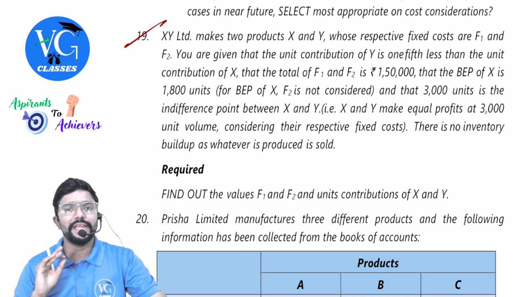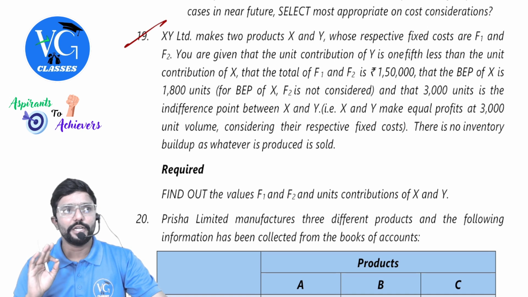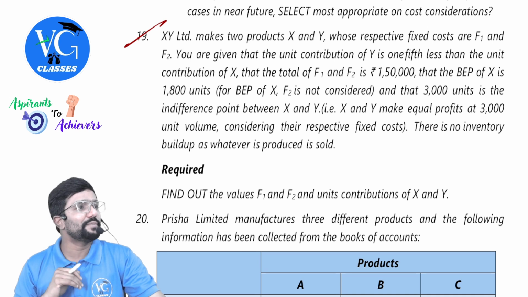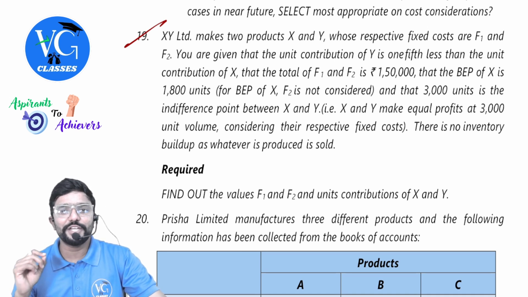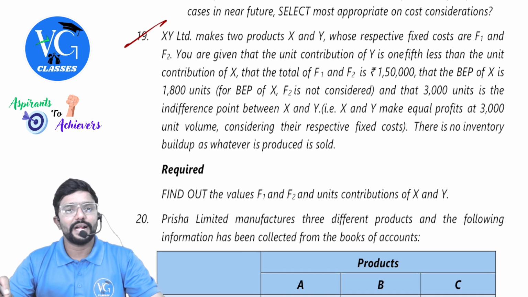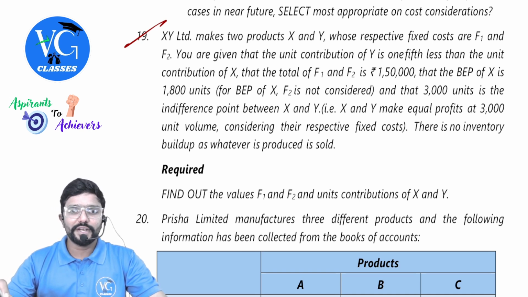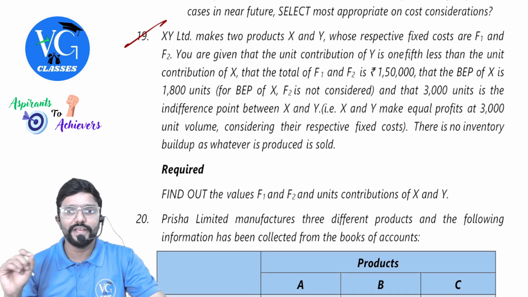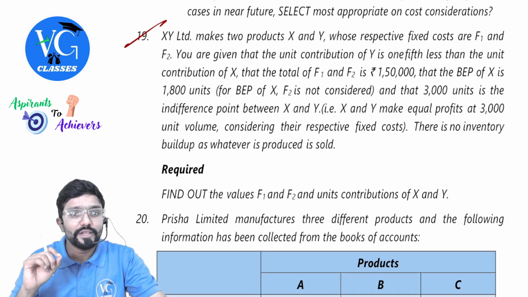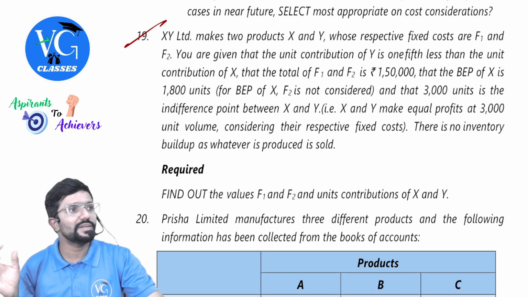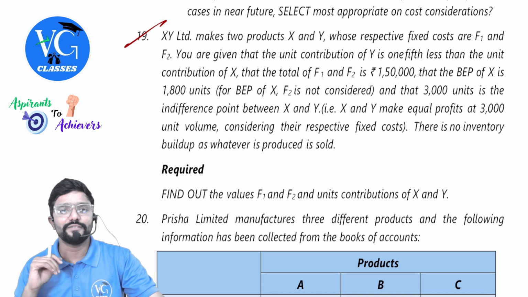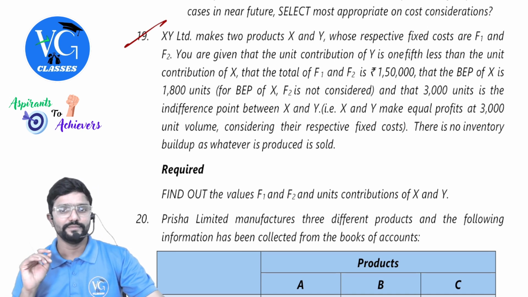XY Limited makes two products, X and Y. Guys, please be ultra attentive. The name of the product itself is the company name. Their respective fixed costs are F1 and F2. You are given that the unit contribution of Y is 1/5 less than the unit contribution of X. They didn't tell us how much, they told us the difference. And the total of F1 and F2 is 150.